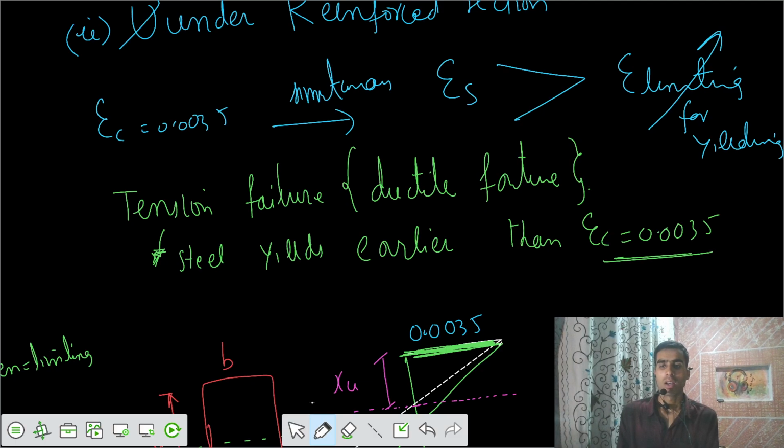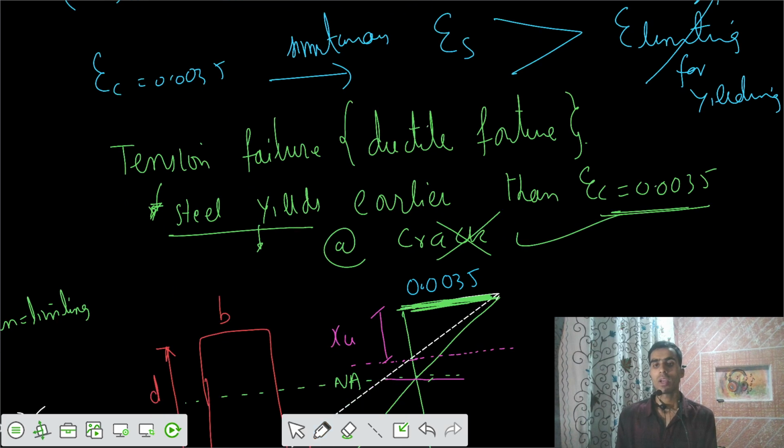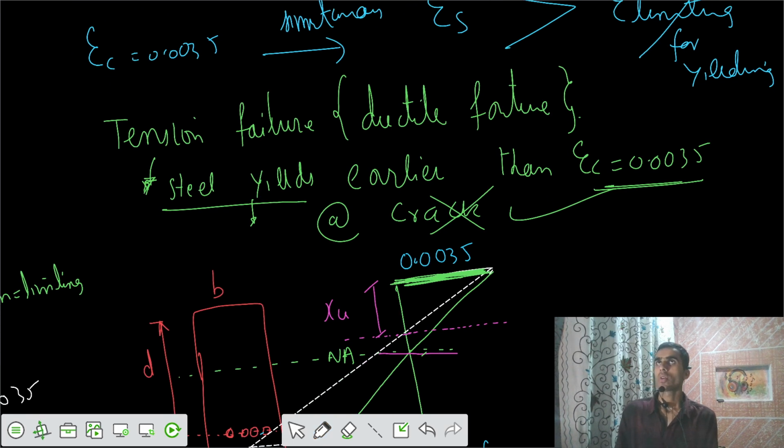That means if your steel is going to yield at that particular location, your concrete is not going to crack at that time. That we call an under reinforced section. In this case, we are saying your costlier material has been utilized in the best way. So that's your under reinforced section.